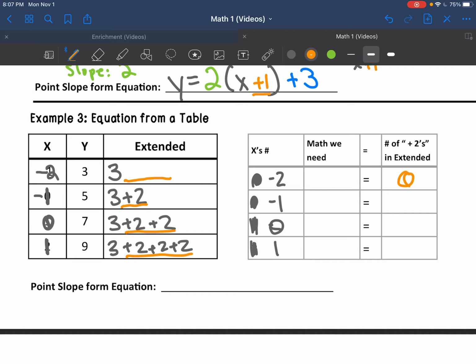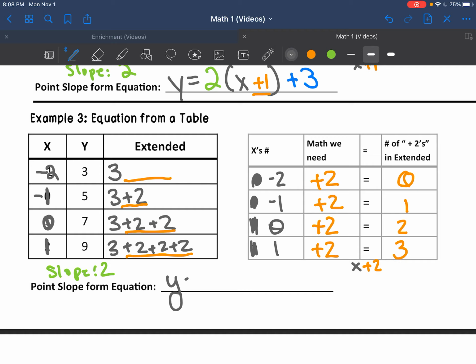However, this time we start with a -2 instead of a -1 or a 1. So what kind of math can we do to -2 so that we get 0? Well, we can add 2. -1 to get 1, we can add 2. 0 to get 2, we can add 2. 1 to get 3, we can add 2. So every x that we encountered, we have added 2. The slope is still 2, right? That's still our common difference going down our table.